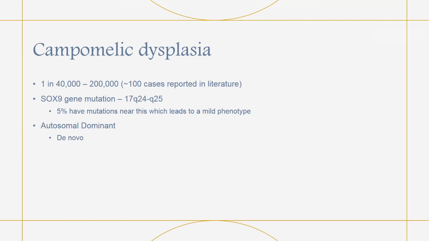It involves the 17th chromosome, and a majority of the mutations involve the exact SOX9 gene. There's a few mutations that are just outside of this gene location that can lead to some mild phenotypes. It's considered an autosomal dominant mutation, and therefore this would be a de novo mutation. And of course, both parents were screened and were negative for any mutations there.